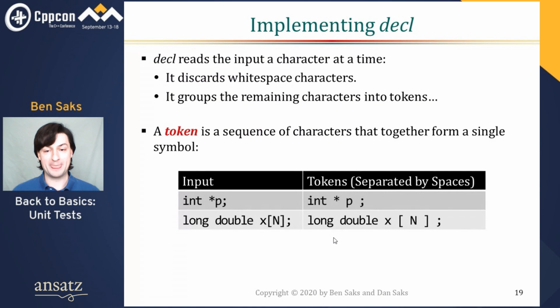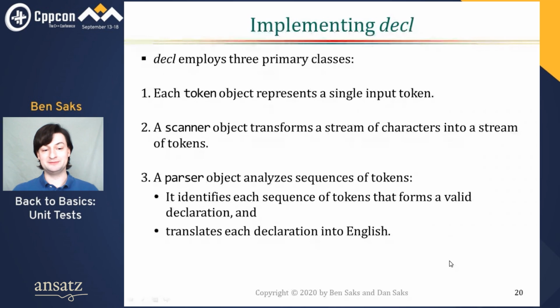All right, so decl reads in input a character at a time, gets rid of any white space, and groups the remaining characters into tokens. Each token is a series of characters that forms a single symbol for parsing purposes. So here, int is one symbol, the star is a symbol by itself, the word p is a symbol by itself, and the semicolon is also a symbol. I'll show you that breakdown in a little bit more detail as we go on.